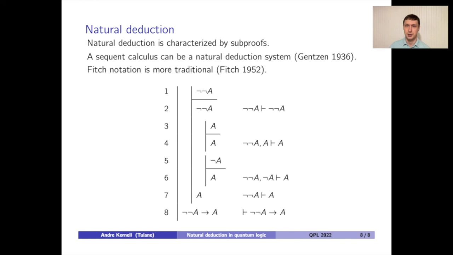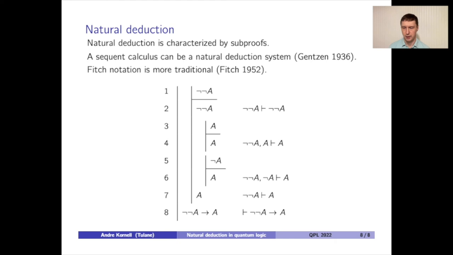And the second point is that a sequent calculus can be a natural deduction system. In particular, a sequent calculus that appeared in Gentzen's 1936 paper on the consistency of arithmetic is now understood to be a natural deduction system. And this is important for this discussion because my understanding is that the sequent calculus that I have been discussing is a natural deduction in exactly the same way.